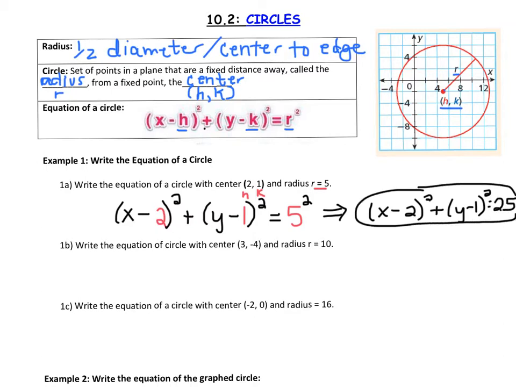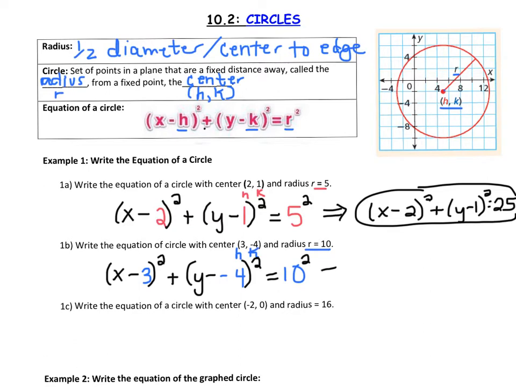The next problem we would label h and k. The radius is 10, so let's plug those into the formula. X minus 3, which is h. Close it and square it. Put our plus sign. Y minus, this is all part of the formula. Now we're going to put our k, which is negative 4. Close the parenthesis and square it, and this equals 10 squared.